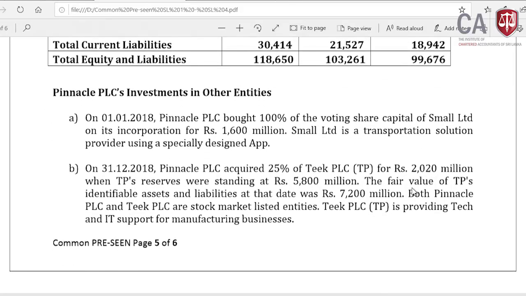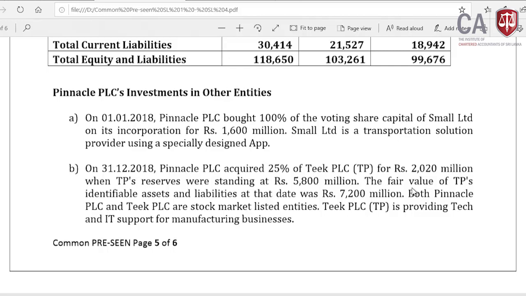Then some further information is given. Pinnacle PLC's investment in other entities: on 1st of January 2018, Pinnacle PLC bought 100% of the voting share capital of Small Limited on its incorporation for 1,600 million. Small Limited is a transportation solution provider using a specially designed app. So, they have acquired a company on 1st of January 2018, Small Limited.